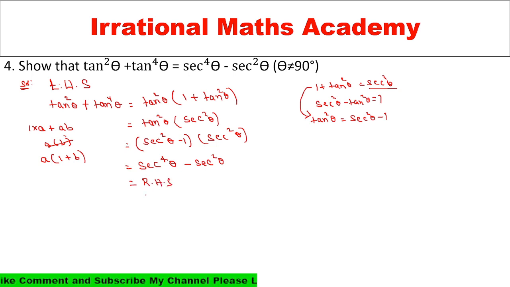So whenever there is a proof, try to take the left hand side. 90 to 95% of questions you can easily prove this way. Very rare are the cases where you need to take the right hand side to prove. Otherwise, if you take the left hand side, that is more than sufficient to prove the maximum number of questions.